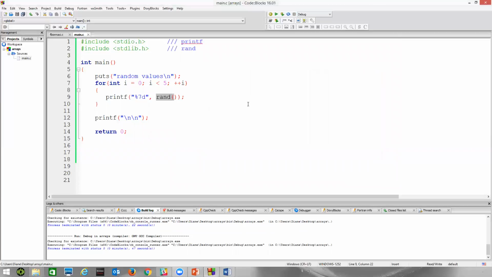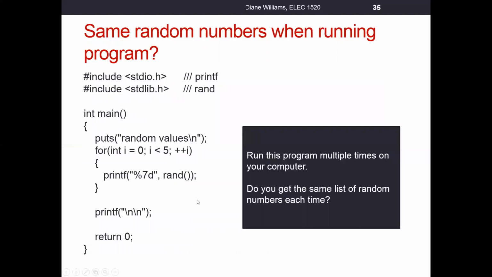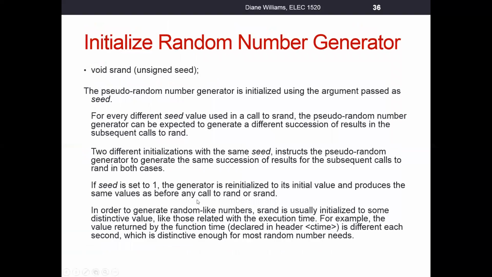Seeding the random number generator will then actually let us create different sets of random numbers every single time our program is run. Right. So that's what we'll do. We'll initialize the random number generator, and that's called seeding.